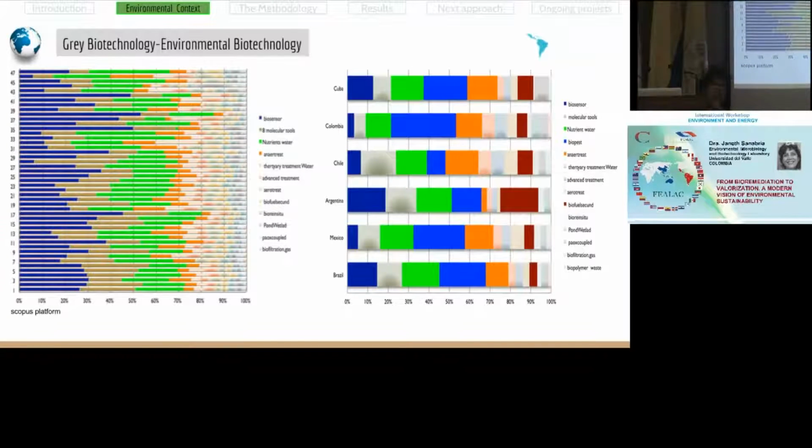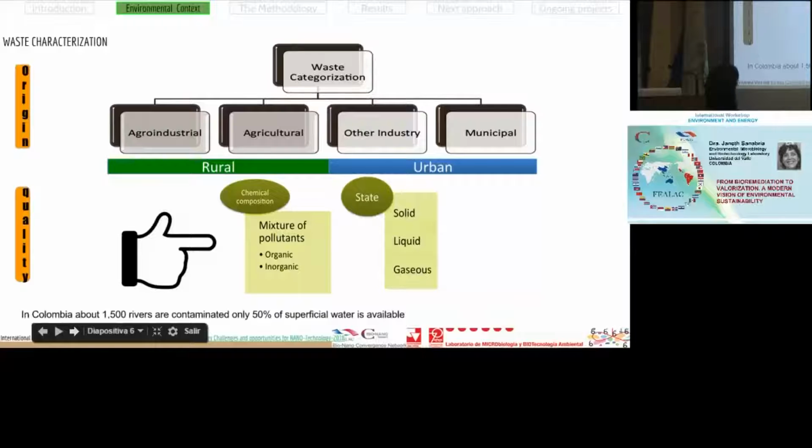One of the elements is the type of regulations and standards which leave our environments in extreme pollution. Another context I'd like to take into account is waste. When we speak about waste, we speak about agricultural, industrial, municipal, and other industry waste, which in general terms could be solid, liquid, and gas waste.